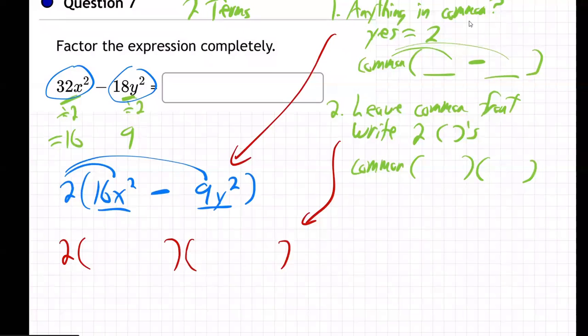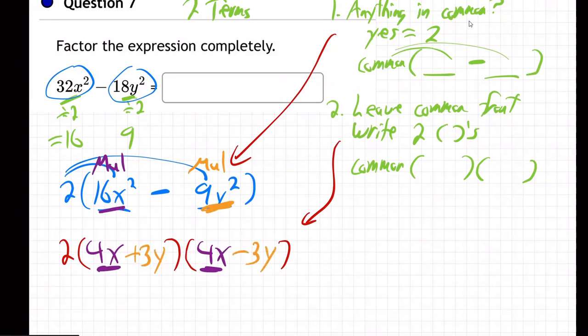And how does it work? Well, we're going to say what multiplies to be 16x squared. So front times front to make 16x squared. That'd be 4x and 4x, right? And then in the back, what multiplies to be 9y squared? It's going to be positive 3y and negative 3y, because positive times negative is negative, and 3 times 3 is 9, and y times y makes y squared, because we have invisible 1 powers on these y's, which add up.